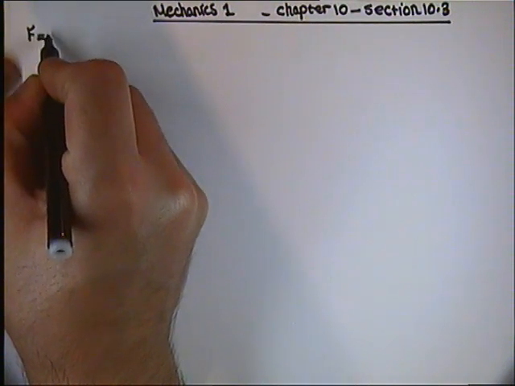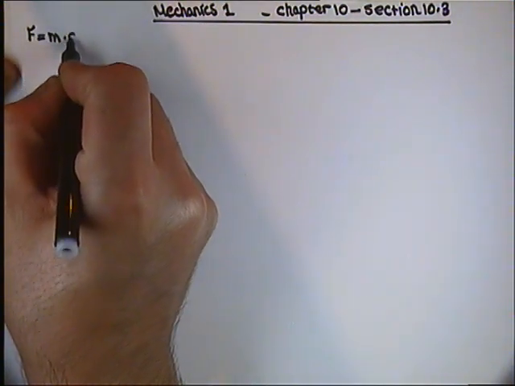So what is Newton's second law, first of all? Newton's second law of motion states that the force needed to accelerate a particle is equal to the product of the mass of the particle and the acceleration of the particle. F equals m times a.